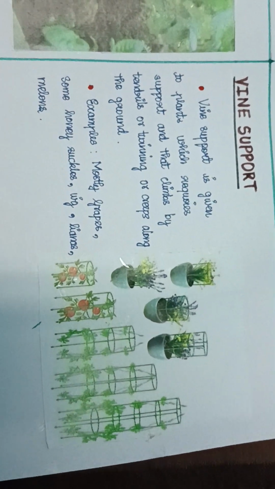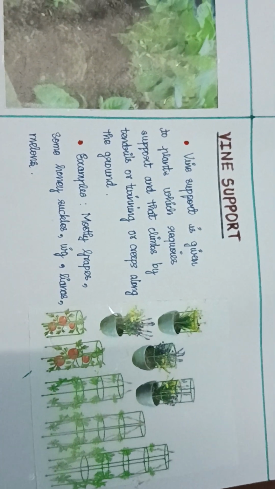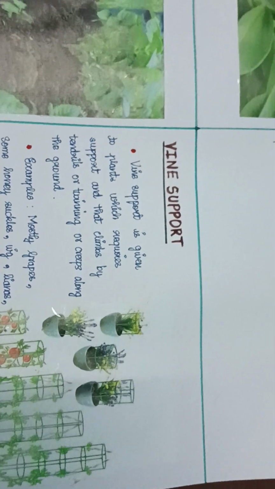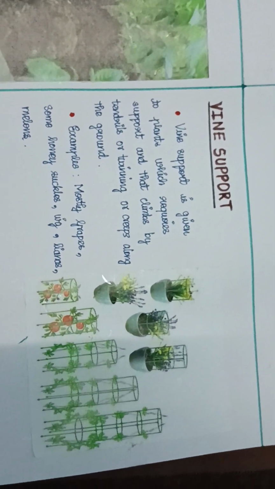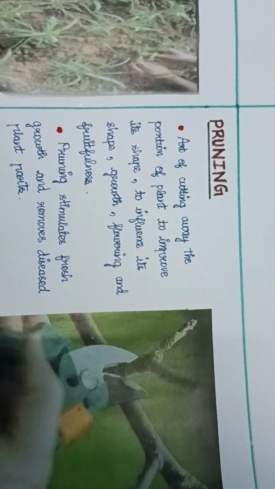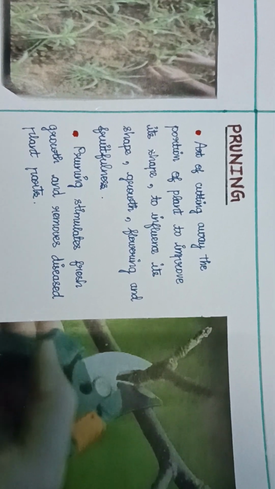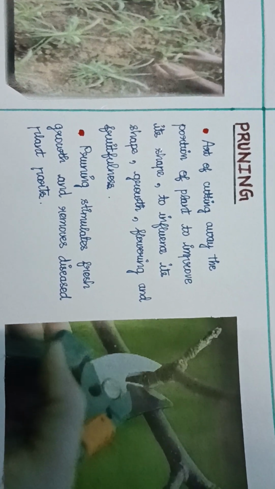Vine support are the support gestures which are provided to the plant, like climbers and other things. Mostly grapes are used for this process. Pruning is the cutting away of the plant portion to give the shape for the flowering, fruitfulness, and growth. It stimulates fresh growth and removes diseased plants.